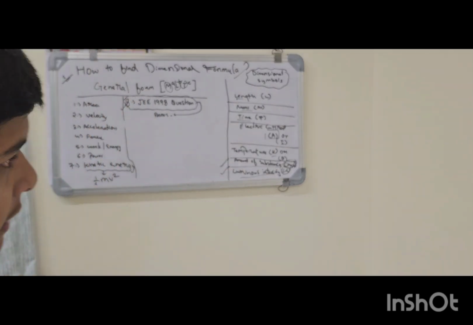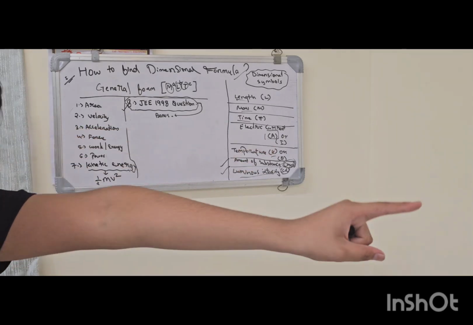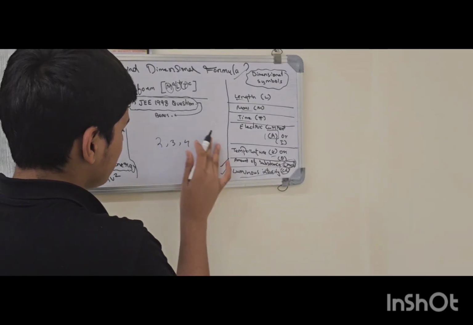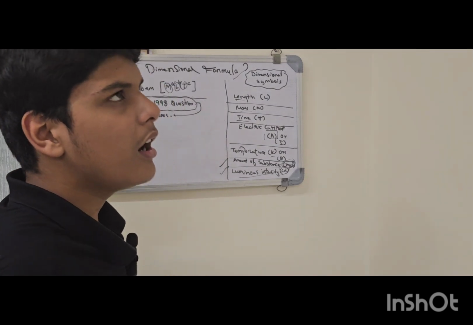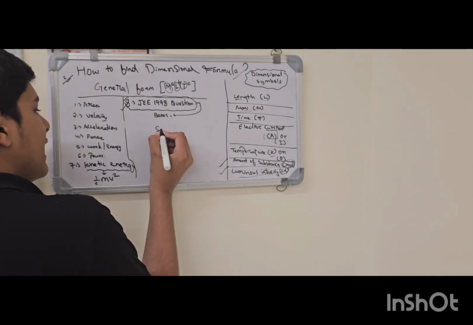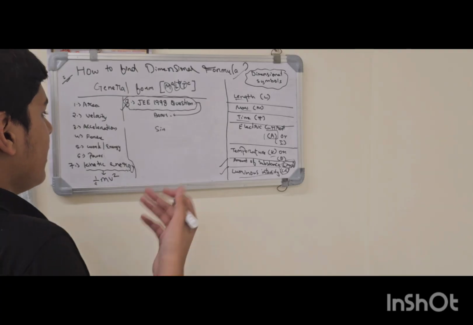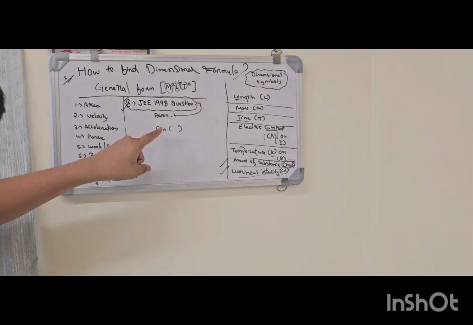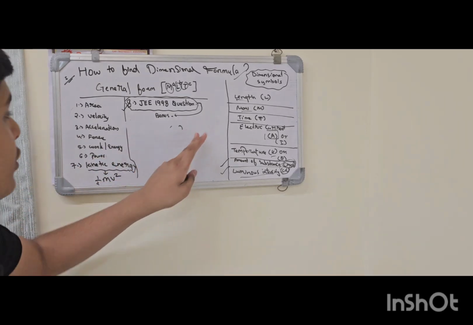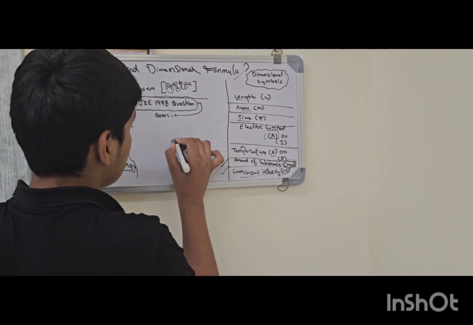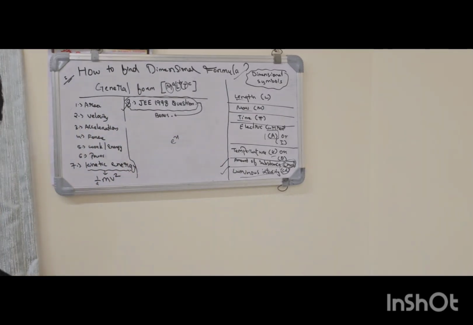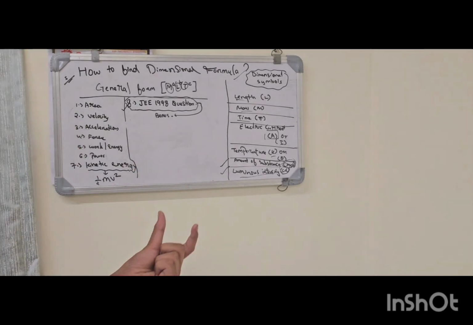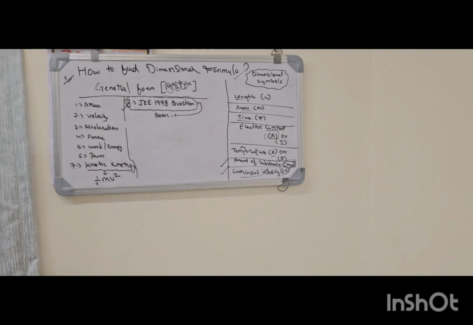Always remember, while making a dimensional formula, we have to forget about constants. Constants mean things like 2, 3, 4, and pi. Also, if there is anything inside a sine, we take it as a constant, or e to the power x, we can say dimensionless. So anything inside a sine or a power, we take as dimensionless.